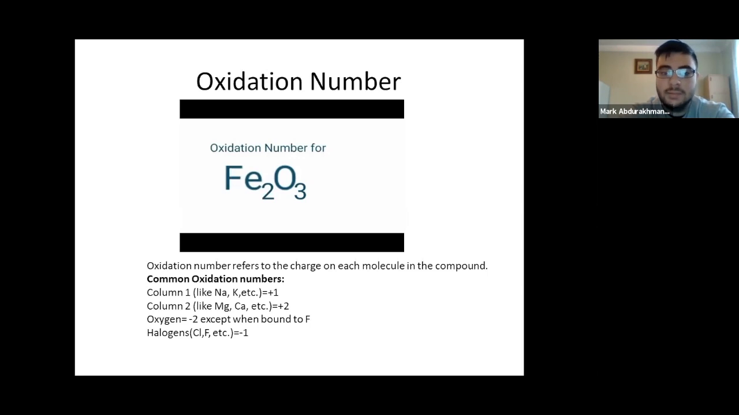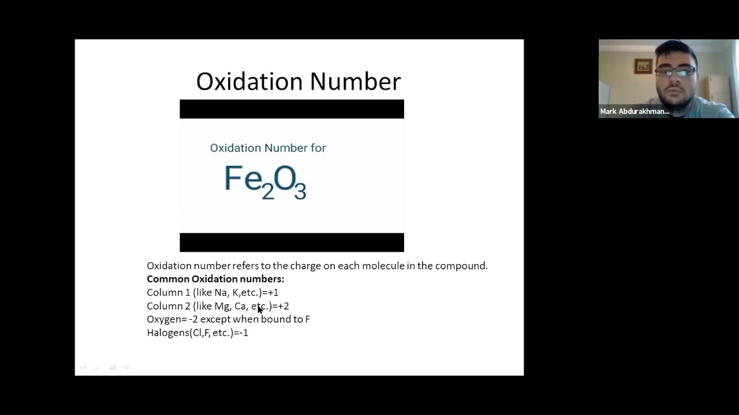Well, there's some common oxidation numbers that you should know. So for example, all of the column 1 elements like sodium, potassium, all have a charge of +1, pretty much always. All of the column 2 elements like magnesium, calcium, they almost always have a charge of +2. Oxygen pretty much always has a charge of -2, except when it's bound to fluorine, in which case it's positive, but that's a very, very rare situation. Pretty much always oxygen is -2. Halogens like chlorine, fluorine, they're pretty much always -1.